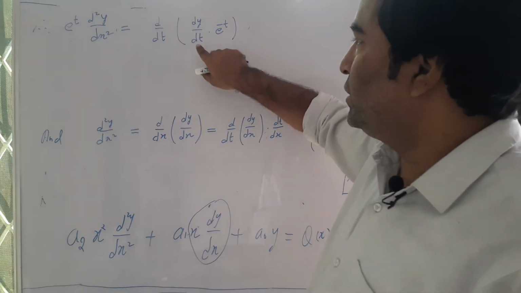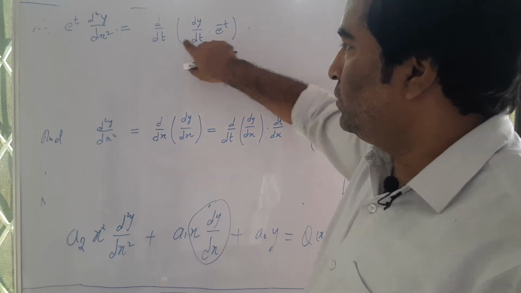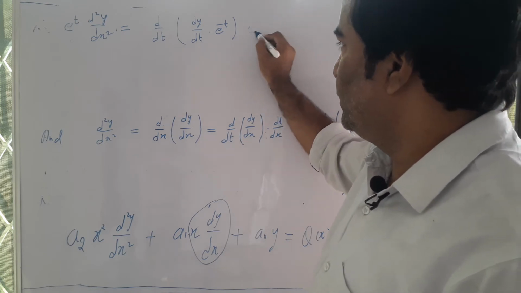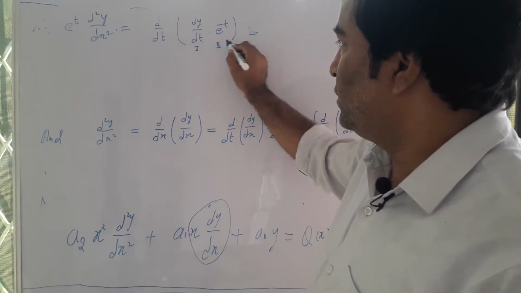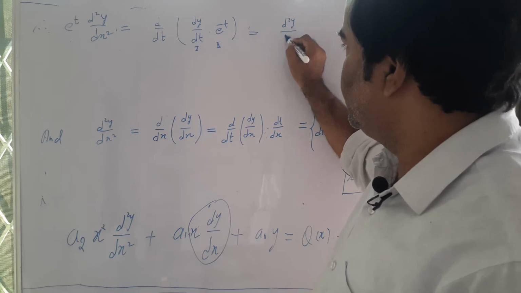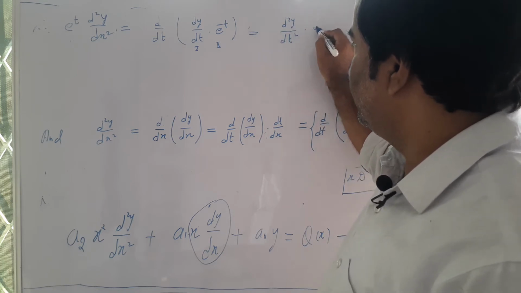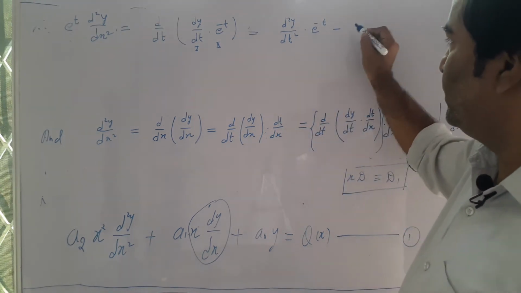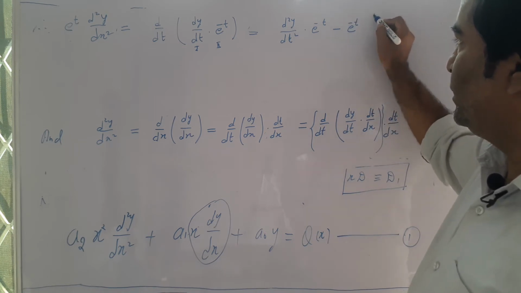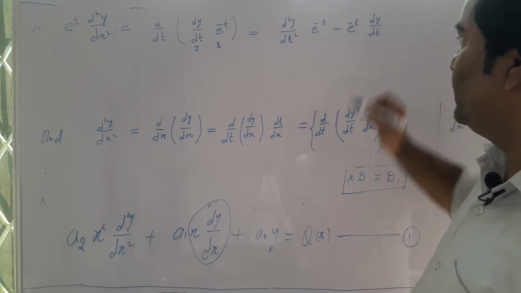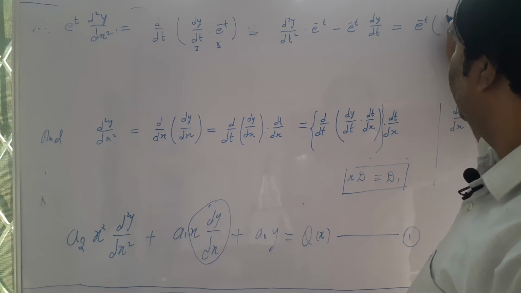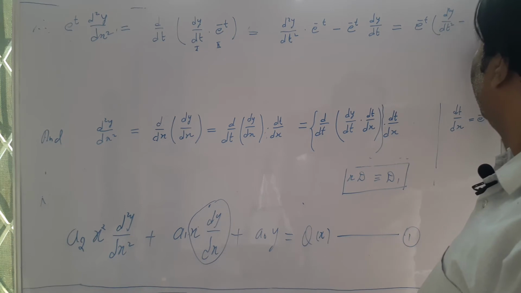Now here we differentiate it with respect to t, and this is the actual differentiation of a product of two functions. So here we take this as the first function, this as the second function. We take the derivative of the first function and the second function as it is. Now the derivative of the second function will be minus e to the power t, and the first function is as it is. Here it is clear that e to the power minus t is common, d square y over dt square minus dy over dt.